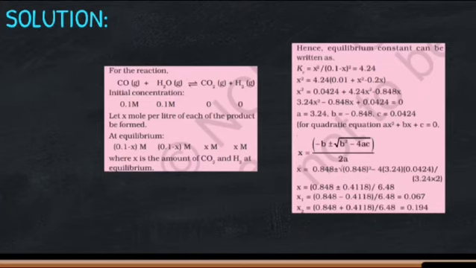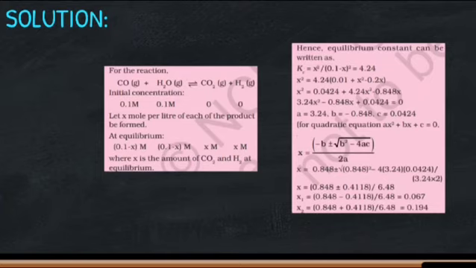So from here we can take the x square to the next side, so that we will write x square is equal to 4.24 into 0.01 plus x square minus 0.2x. So we are solving it actually. So on solving it we will get a quadratic equation, which is 3.24x square minus 0.848x plus 0.0424 is equal to 0. So we know how to solve the quadratic equation.